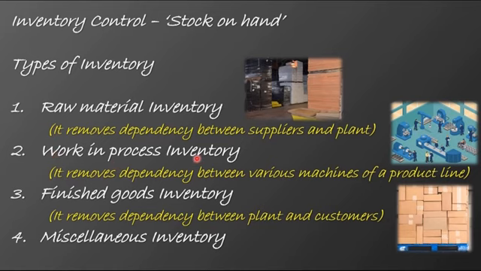Work in process inventory is the inventory within the process. So if any machine fails, if we have a work in process inventory, there is no need to stop the production, but we are continuing the production with the build-up inventory. Finished goods inventory is the inventory of finished goods, especially for seasonal products, which are used during a particular season. In such cases, we are keeping the inventory, and during the season, we are releasing the inventory. So it removes the dependency between plant and customers.